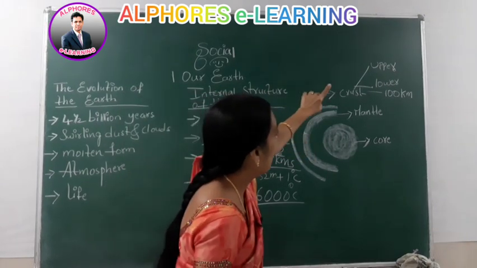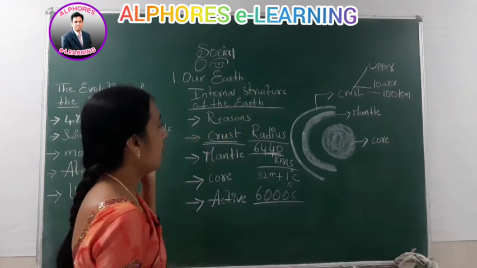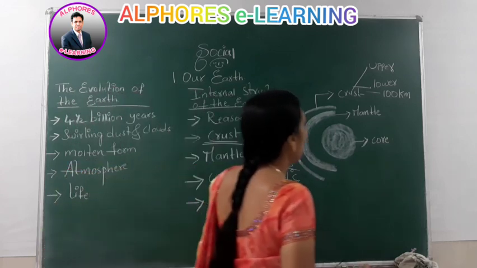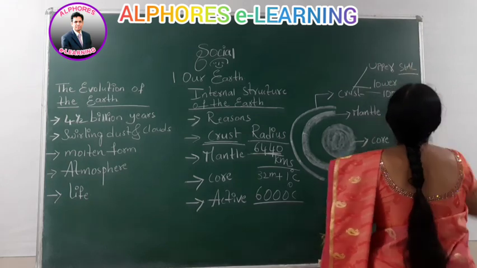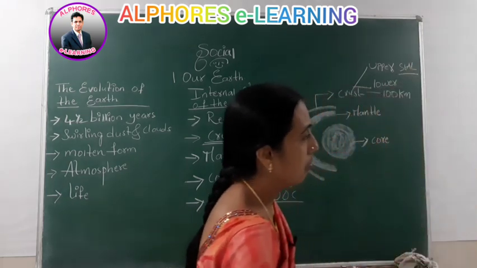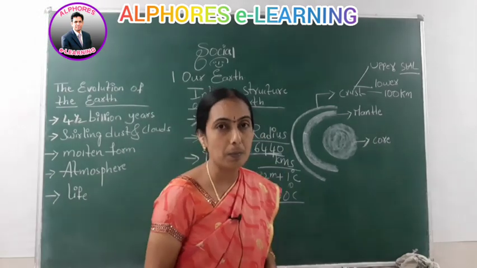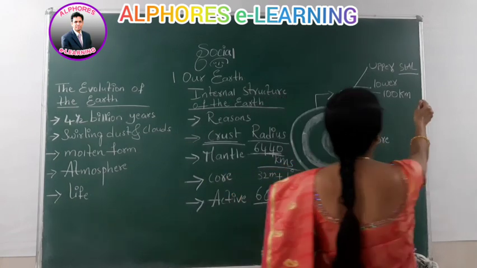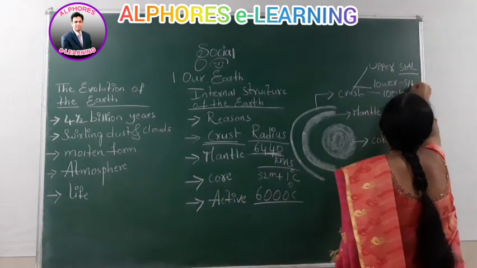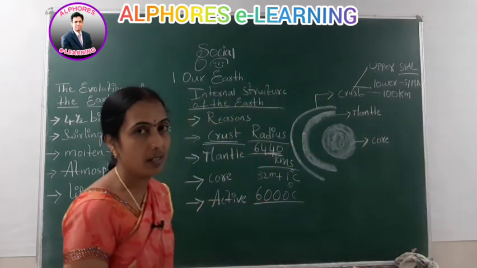And in the upper layer, the maximum chemical substances present are silicon and aluminium. Commonly, in order to remember easily, we can call it Sial, silicon and aluminium. These are the chemical substances present in the upper layer of the crust. Then when we go to the lower layer, silicon and magnesium. These are the chemical substances present.